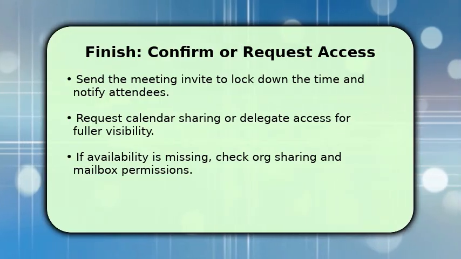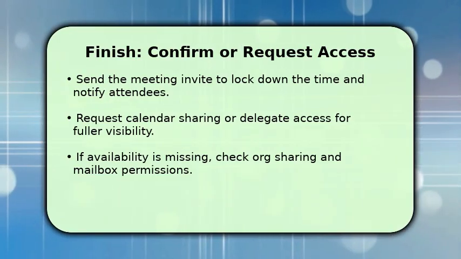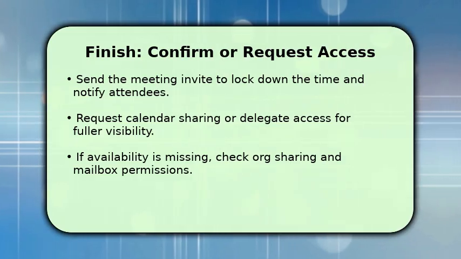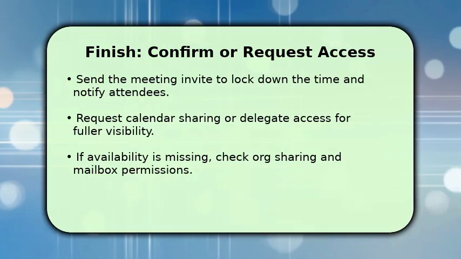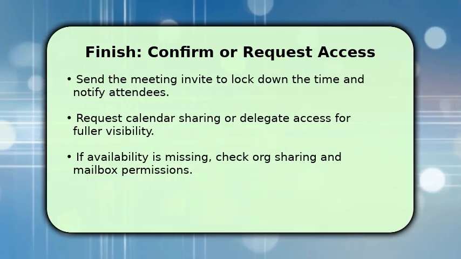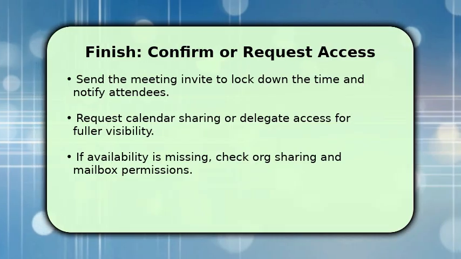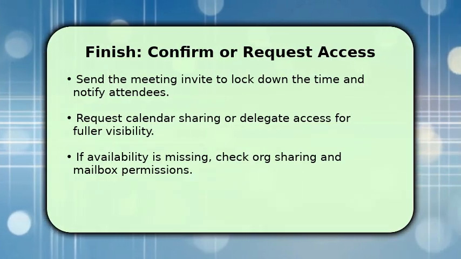If you require full visibility beyond free/busy, ask the colleague to share their calendar or grant you delegate access in Outlook. This is why you sometimes only see blanks. If availability data is missing, make sure external or organization calendar sharing isn't restricted.